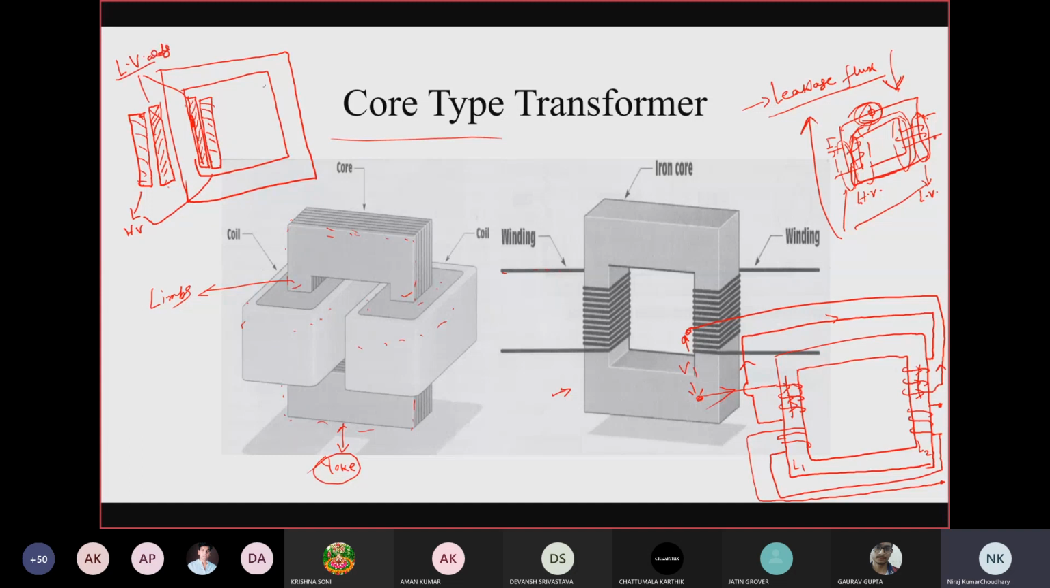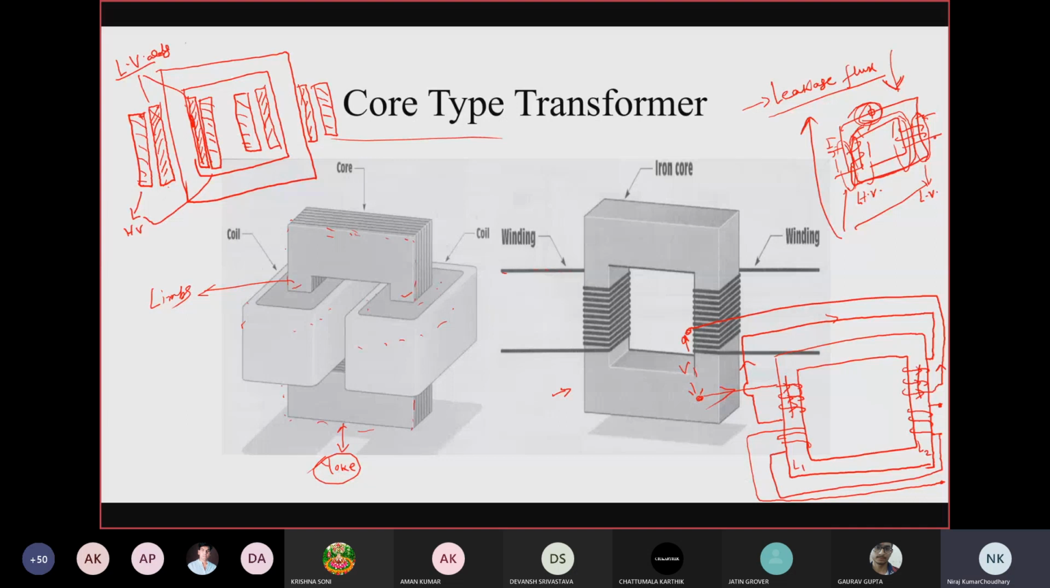And similarly on the another leg also, half of the winding is done on the one limb and half of the winding is done on the another limb of the transformer. Again, this inner one represents your low voltage winding and the outer one represents the high voltage winding, right?